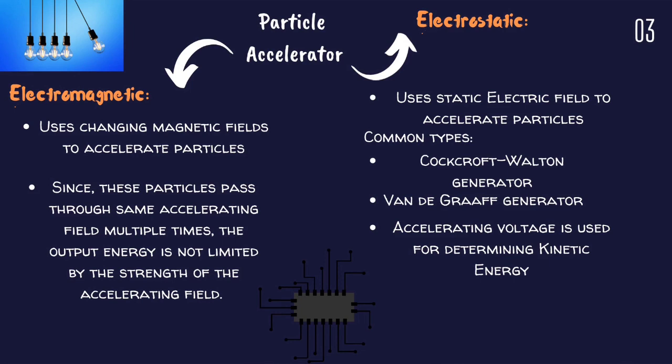A particle accelerator in electromagnetic uses changing magnetic fields to accelerate particles. Since these particles pass through the same accelerating field multiple times, the output energy is not limited by the strength of the accelerating field. A particle accelerator in electrostatic uses a static electric field to accelerate particles. Common types are the Cockcroft-Walton generator and the Van de Graaff generator. Accelerating voltage is used for determining kinetic energy.